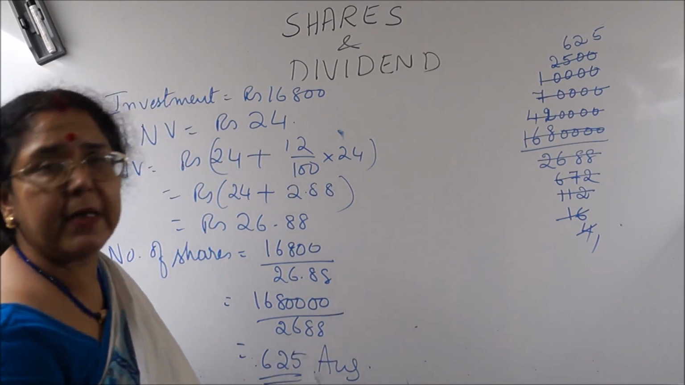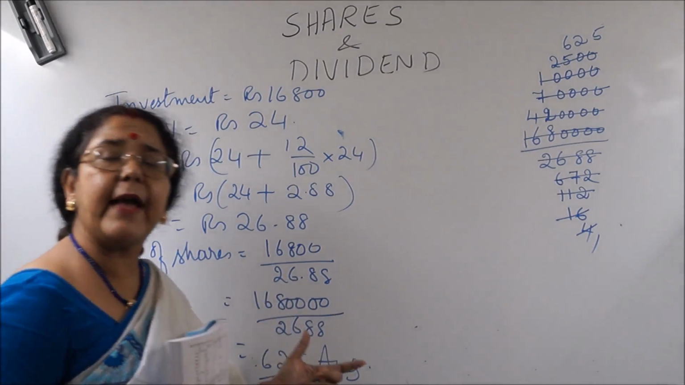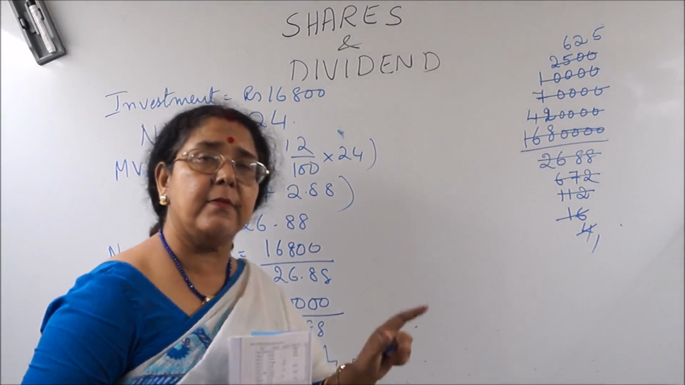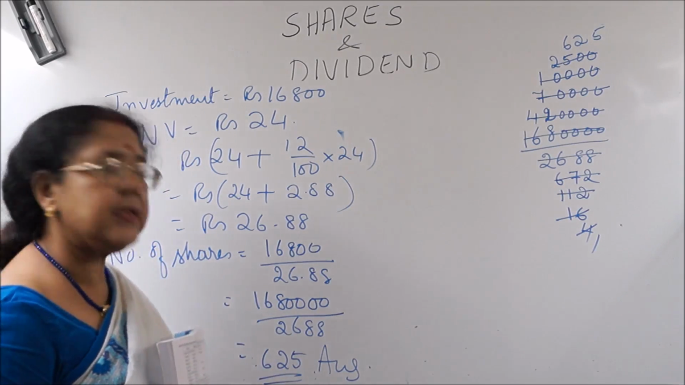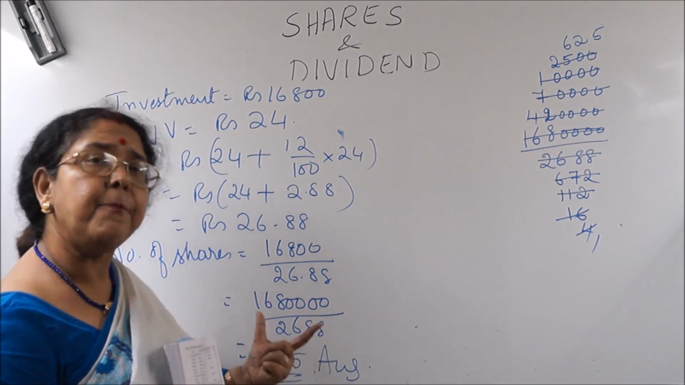Now I would like to mention here that for you in 10th standard the fractional shares are not in scope. So any time if you get the number of shares in decimal form, then ignore the decimal part and take only the whole number part.